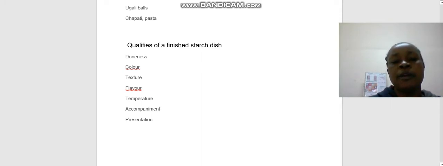Does it look appetizing to a person who is being served in the hotel? The next thing is the texture. The texture should be as desired by the customer. The flavor, the temperature. Is it at the correct temperature?